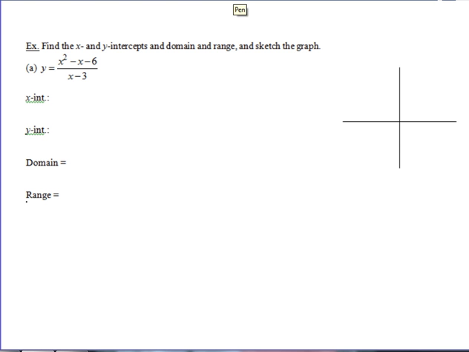Here we go. It says find the x and y intercepts, the domain, and the range, and then sketch the graph. So here's my function. It's y equals x squared minus x minus 6 over x minus 3. So can anybody tell me what type of function this is? When I say what type of function, what am I looking for? Like the parent graph. Do y'all remember your parent graphs? Like what are the different types called?